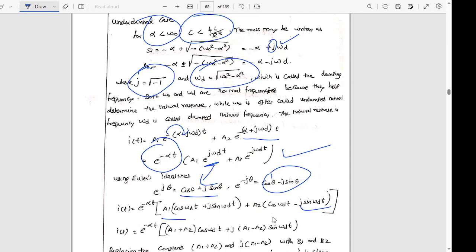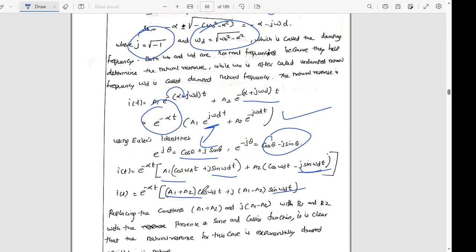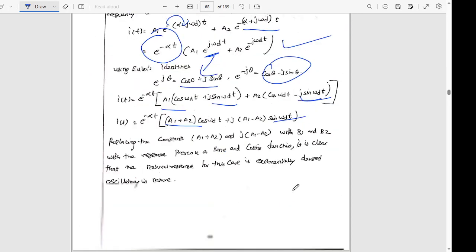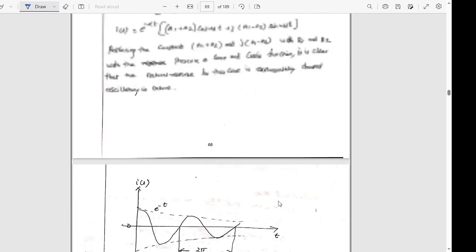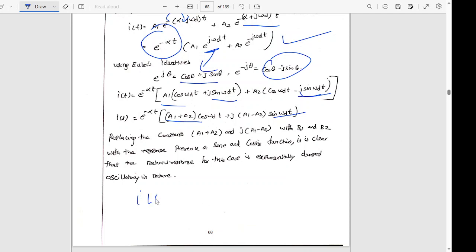Here a1 cos omega d t plus a2 cos omega d t is there, so I can take cos omega d t outside. You get (a1 plus a2) cos omega d t. And here j sin omega d t minus j sin omega d t is there, so I can take j outside, and we'll get (a1 minus a2) times sin omega d t. A1 plus a2 can be considered as one more constant b1, and a1 minus a2 will be considered as b2. So the equation will be like this. I have not written it here, just make a note. I of t equals e power minus alpha t times (b1 cos omega d t plus j b2 sin omega d t).